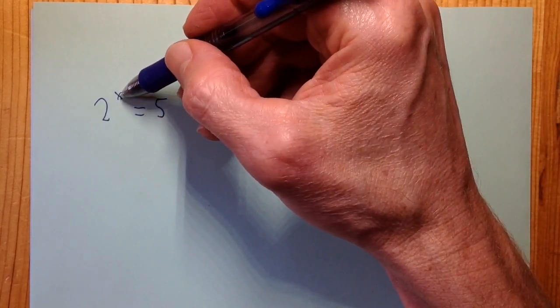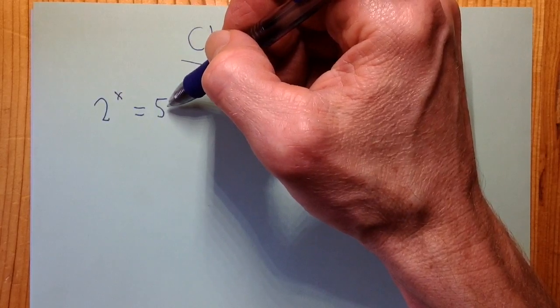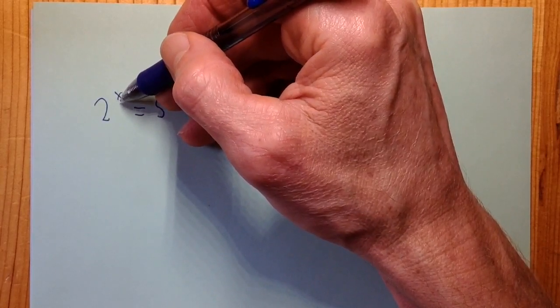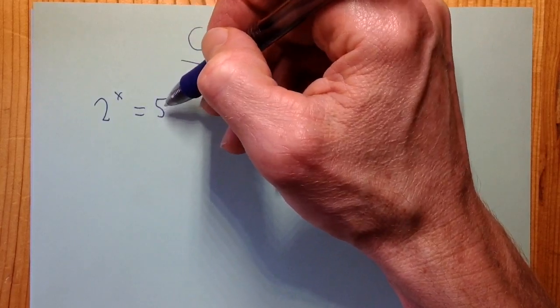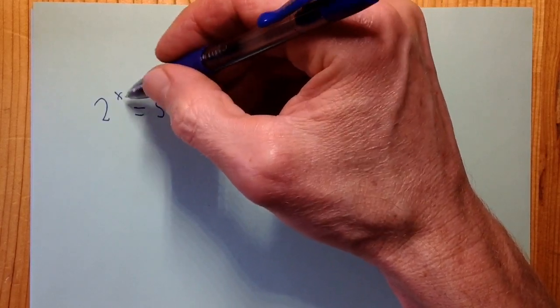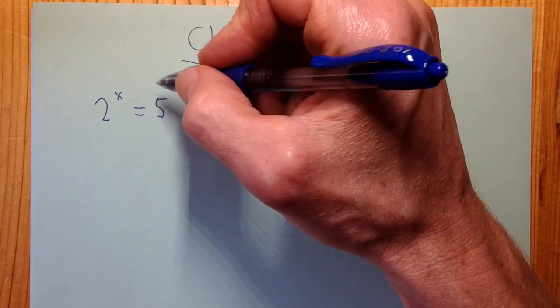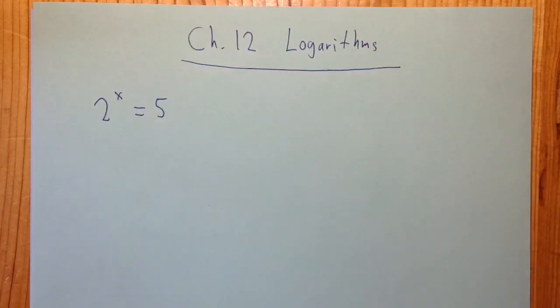Let's see, if x was 2, 2 squared is 4, so it's bigger than 2, but less than 3, because 2 to the third power is 2 times 2 times 2, which is 8, which is more than 5. So we could guess maybe x is 2.1 or something like that. But guessing is not the way you want to go about it, so people invented logarithms.